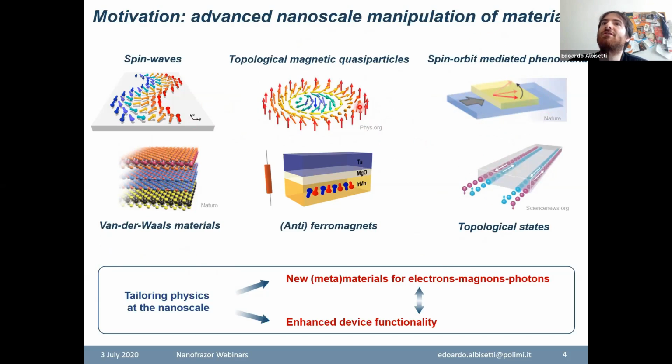So in general, we are interested in finding new ways for controlling the physical properties of these materials in a way that is not easy or straightforward to do with conventional nanofabrication. And the application, of course, is to be used for having enhanced functionality in new types of devices.